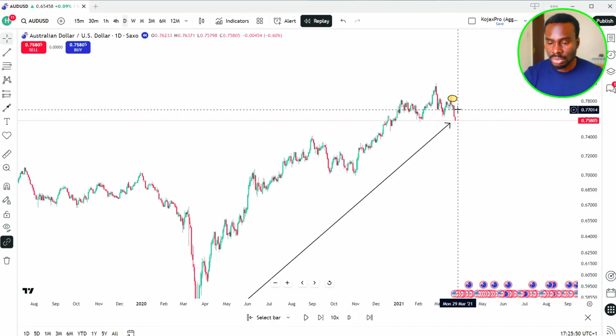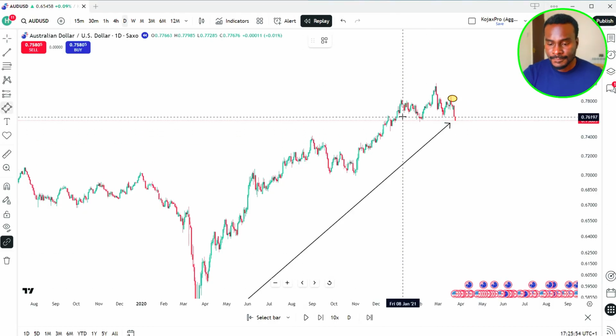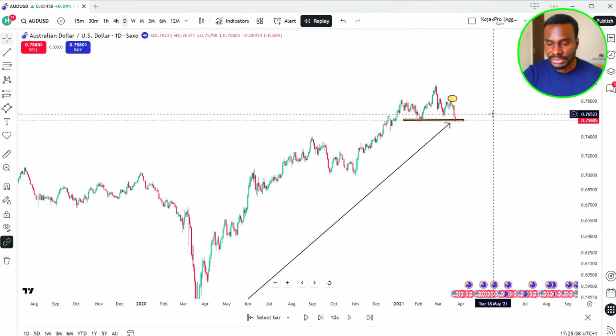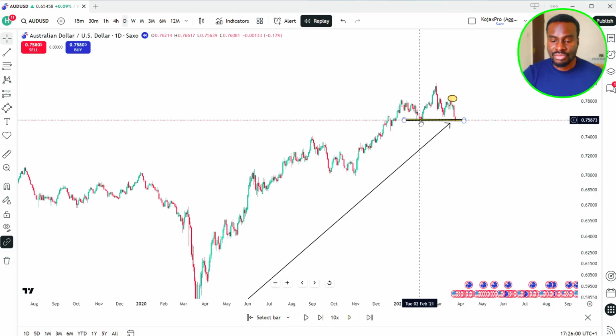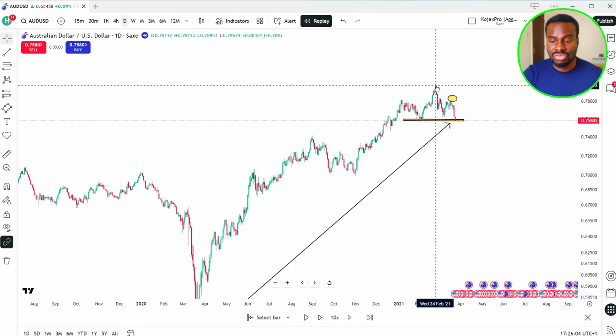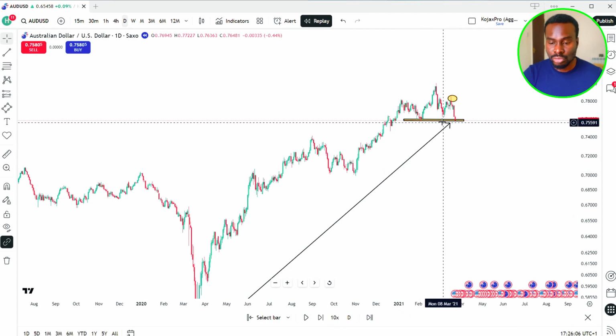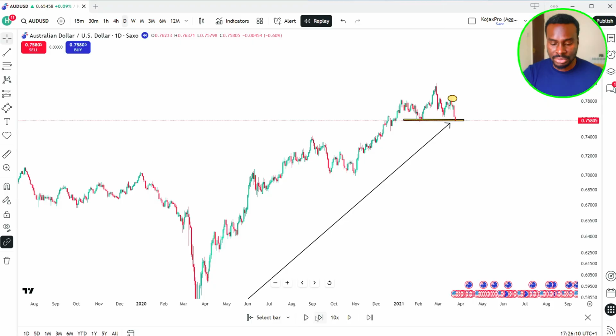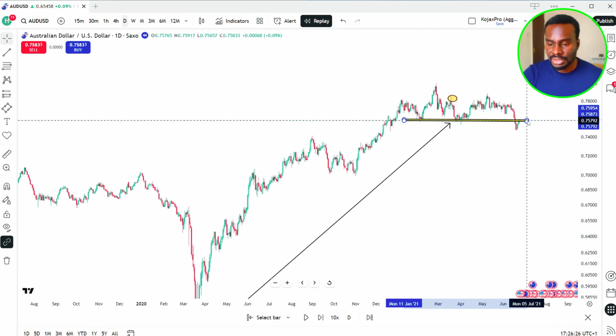Now watch, this is actually structure. Follow me, guys. This is structure right about here, because this was the last swing low the market made, giving birth to this higher high. Whenever this level breaks, the market has officially broken structure. Now, should we see whether the market does that? Let's just look at it. I'm going to elevate it to this place.